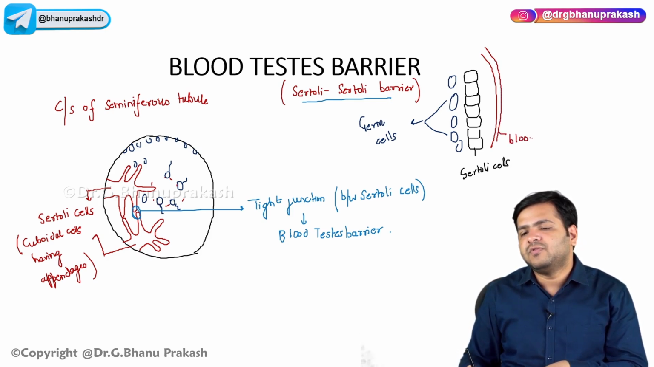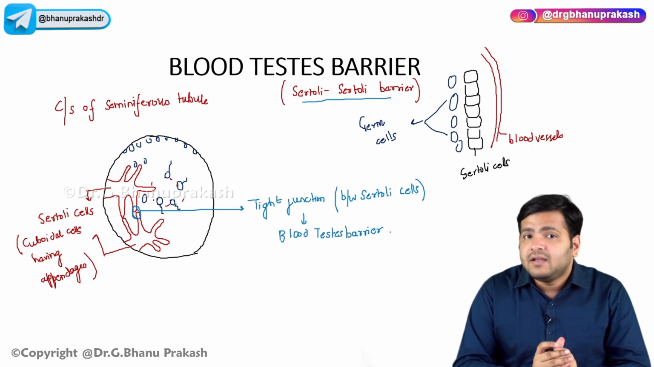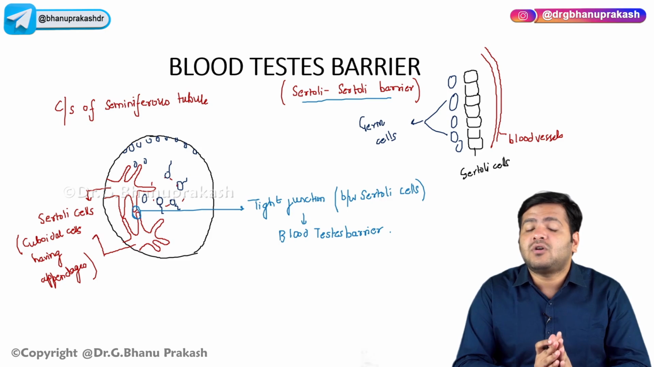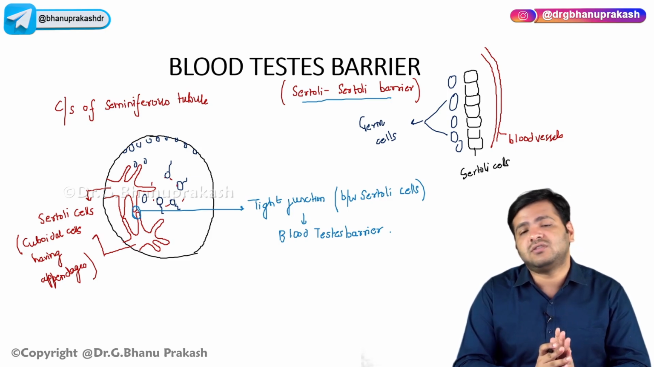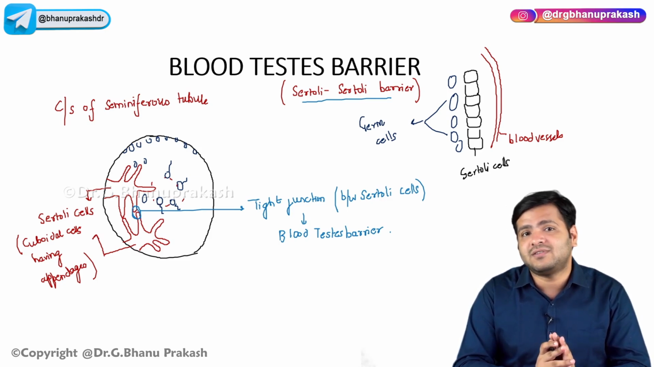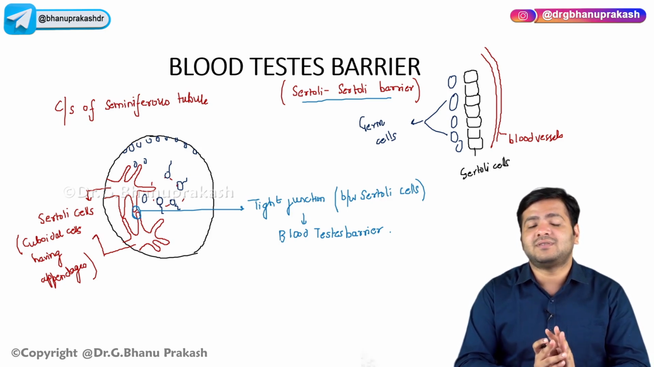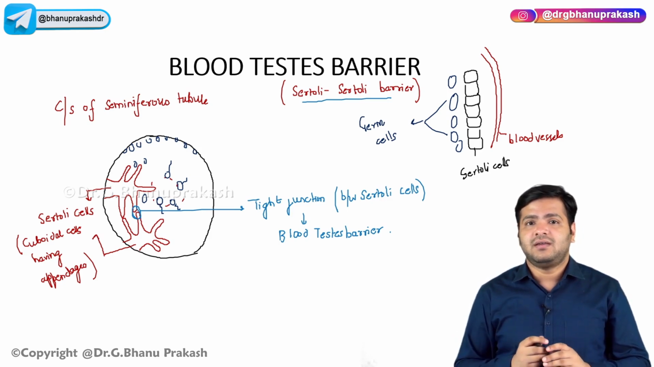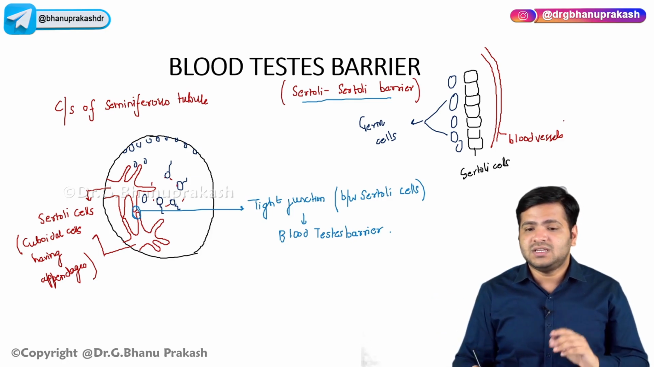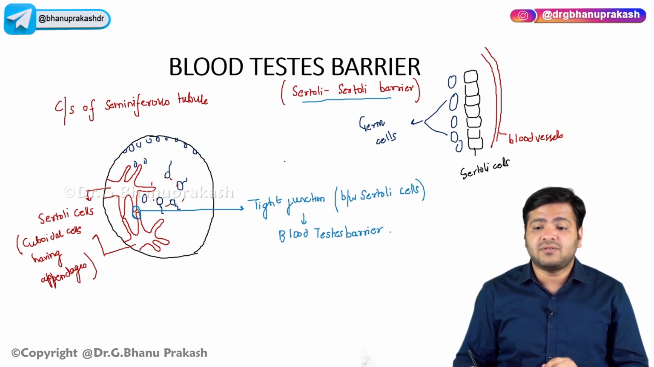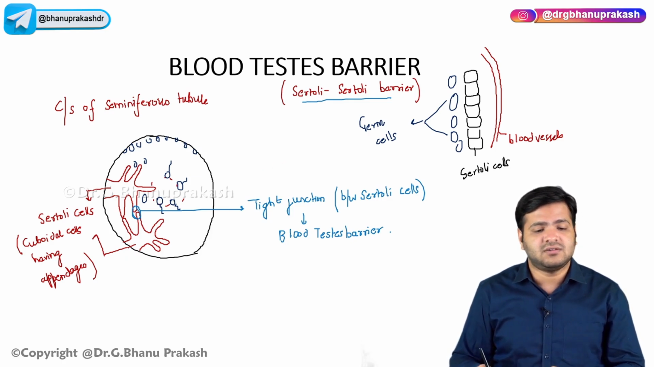Now, these blood vessels, whether it is arteries or veins, don't allow the toxins present in the blood to reach the germ cells, so that they cannot harm the germ cells. See how important this is, how nature has designed it. It is preventing the toxins present in the blood vessels from reaching the germ cells.